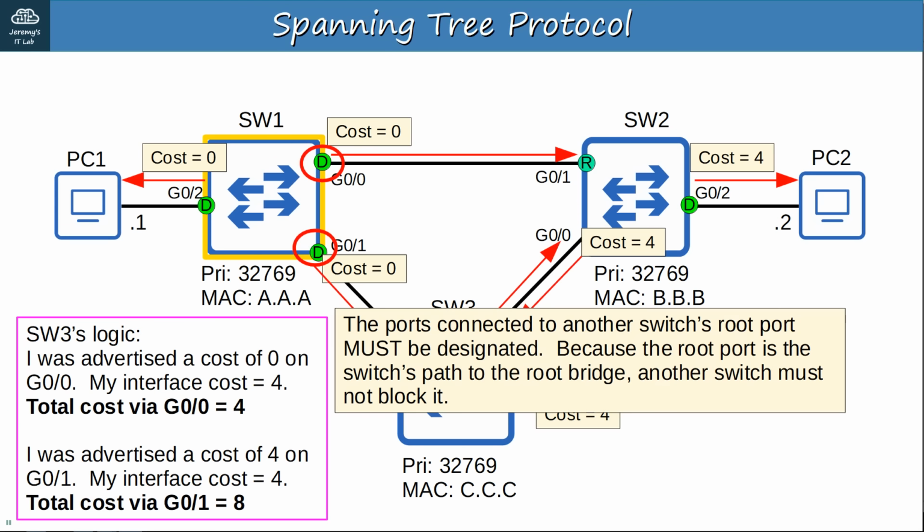In this case, the ports directly across from each root port are the root bridge. So, they are already designated ports. However, keep in mind that the port connected to another switch's root port must be designated. Because the root port is the switch's path to the root bridge, another switch must not block it.